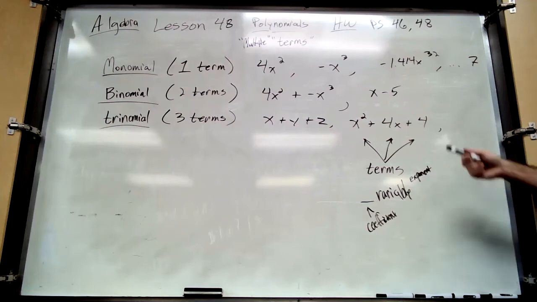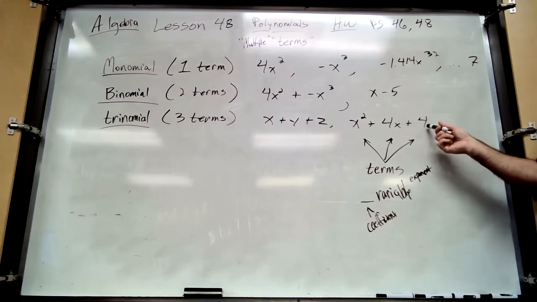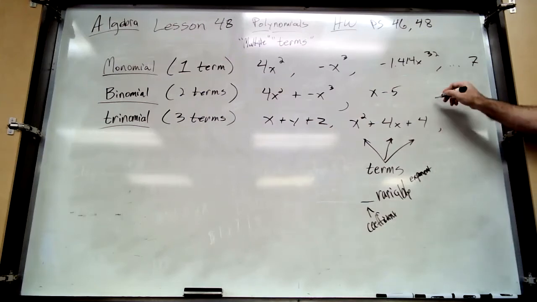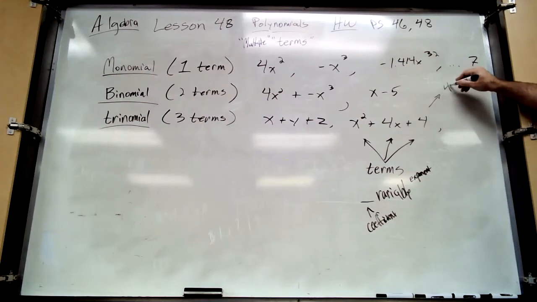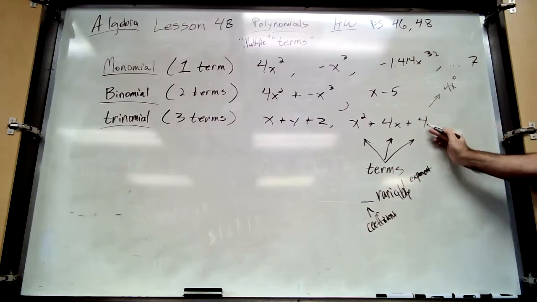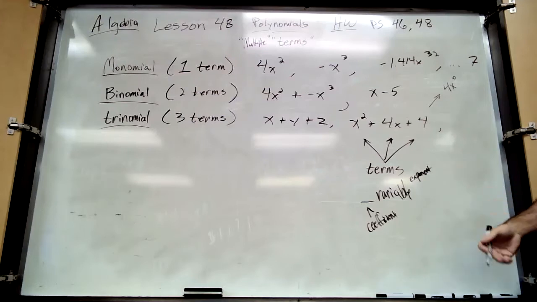Now, what about 4? Well, there is a variable there. You just can't see it. Because what happens if you say x to the 0? What happens to that x to the 0? It becomes a 1. It cancels out. So 4 times 1 is just 4. So this actually has an x to the 0.